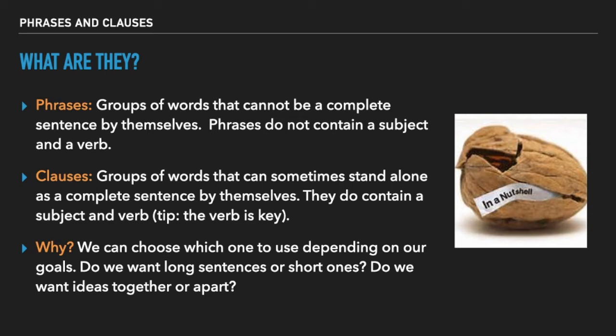Clauses, on the other hand, are groups of words that can sometimes stand alone as a complete sentence by themselves. And they do contain a subject and a verb. And again, just as a quick tip, the verb is key.